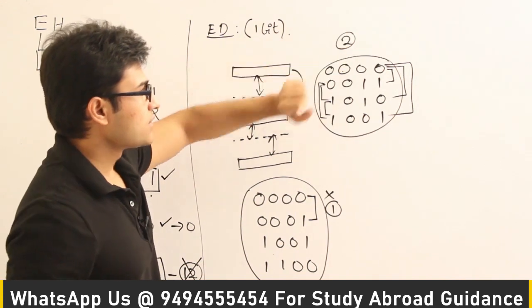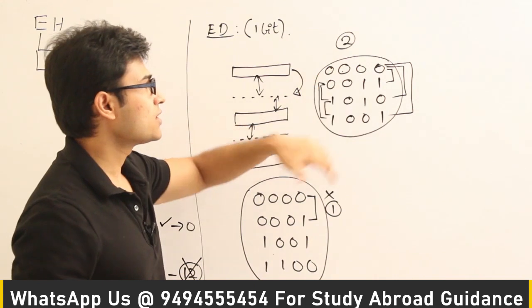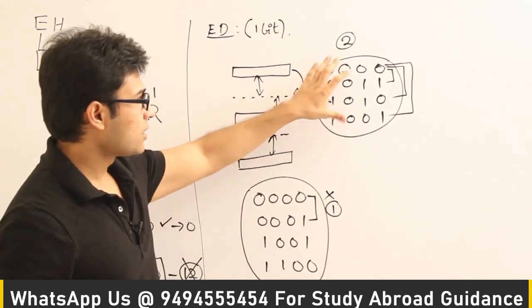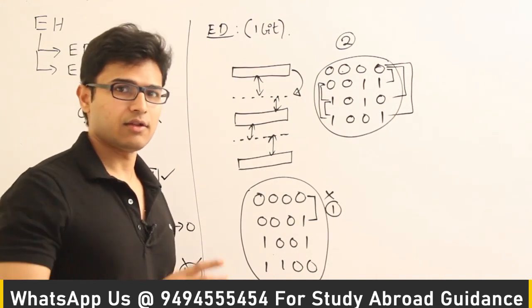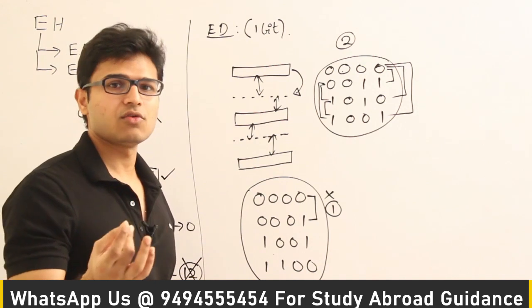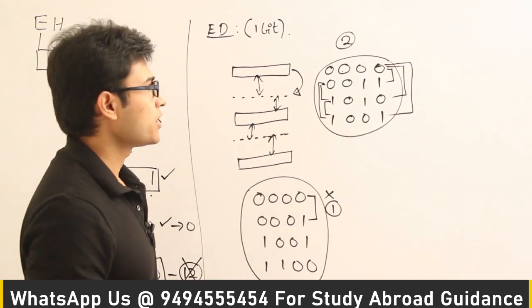Therefore, we can say that this particular code can be used for single bit error detection, but it can represent only 4 things, right? If you are using it to represent numbers, it can represent only 0, 1, 2, 3. So we have to have a lot of codes, but I'm just taking a small code as an example.